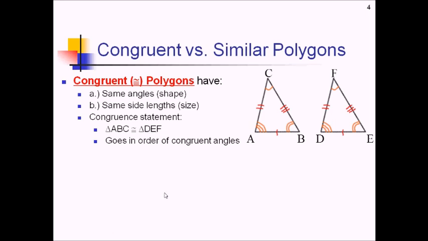Let's talk about something similar, no pun intended, similarity. So similar, this is given a symbol of just a tilde here. There's no equals, because these are not equal in the way that congruent polygons are. But there are some similarities.